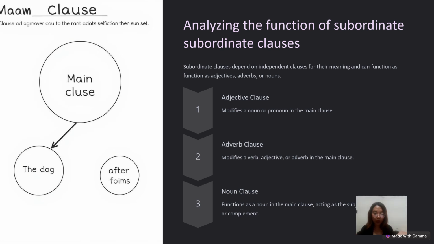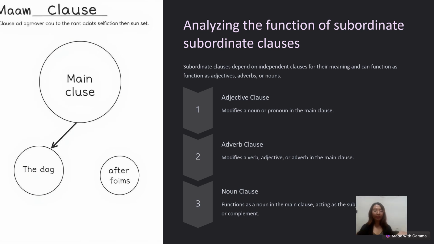Under this it has been written that it modifies the noun or pronoun in the main clause. Next, number 2 is adverb clauses. It modifies a verb, adjective or adverb in the main clause. Point number 3 we have is noun clause. Here we can see that it functions as a noun in the main clause, acting as the subject, object or complement. Yes, complement.